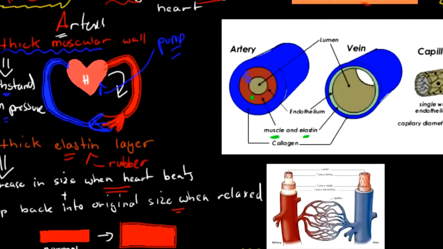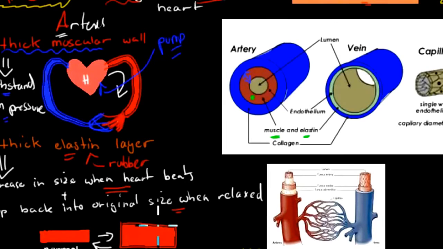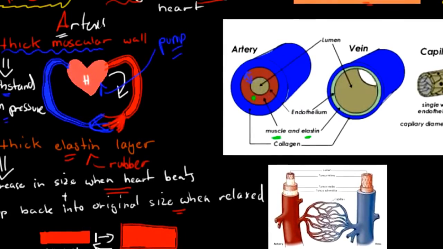and that's when it beats, and then it'll return to normal. So this is at a beat, it's changed its size. The elastin layer has allowed it to go bigger, and it'll pop back into place once it's relaxed. So it'll go from normal to big, and then to normal again. And that elastin layer allows it to do that, the thick elastic layer, which is in the actual wall itself.